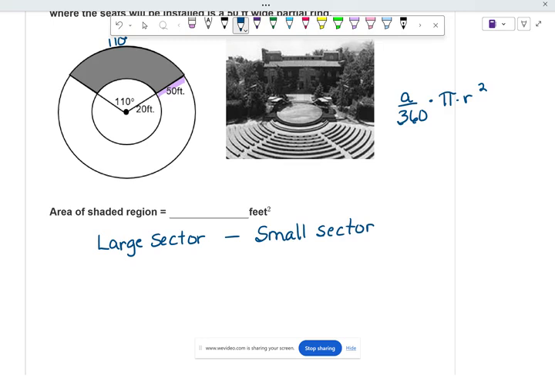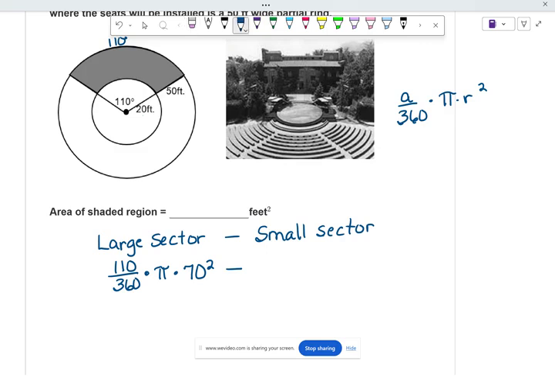All right, so I'm ready to plug in. 110 divided by 360 times pi. What is the radius for the larger region? Let me recolor my green back in. How long is the radius for that part? Altogether, it's 20 plus 50, which is 70. All right, so let's get rid of all that.